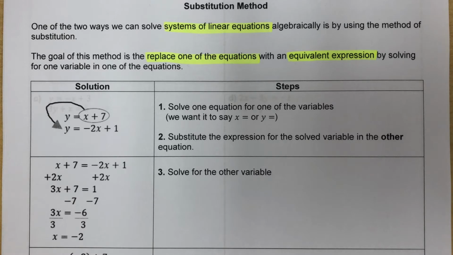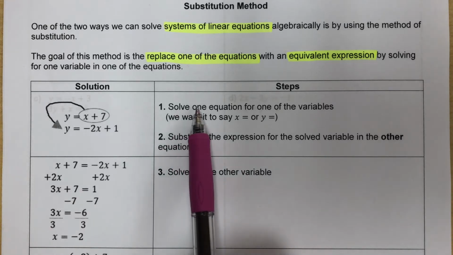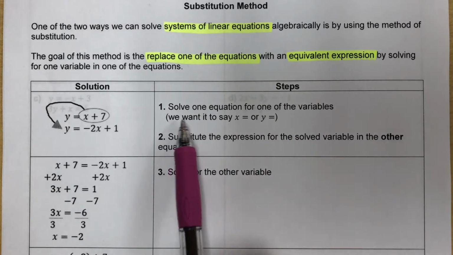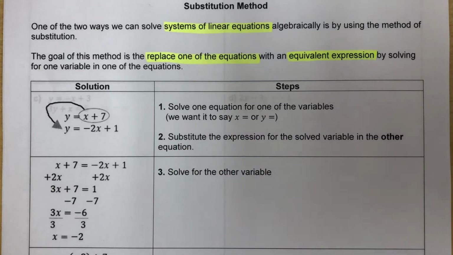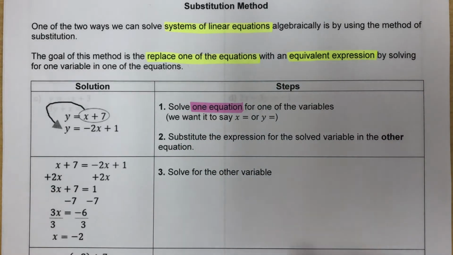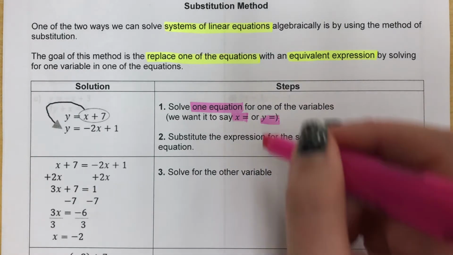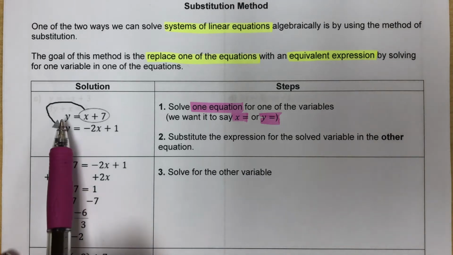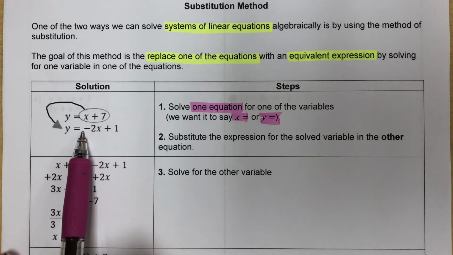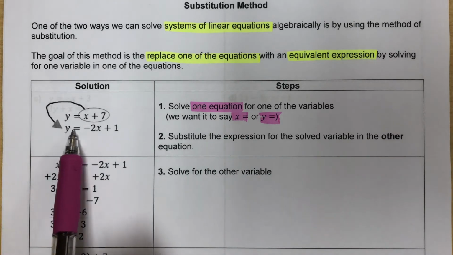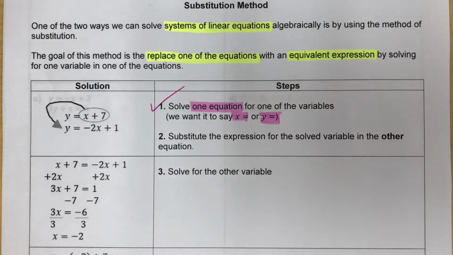As we look at our steps, the first step says we want to solve one equation for one of the variables. So we need just one of those equations. Let's highlight that out or box it. Underline it. We need one of those equations to say x equals, or it needs to say y equals. Both of these equations already are y equals. I don't need the x equals, but it's nice if I have it. So both of these are y equals. I have my first step ready to go.